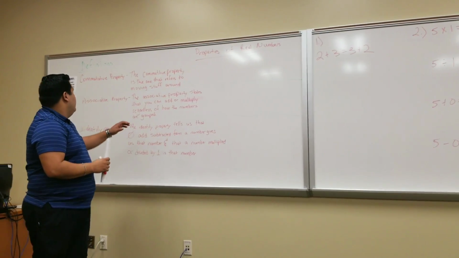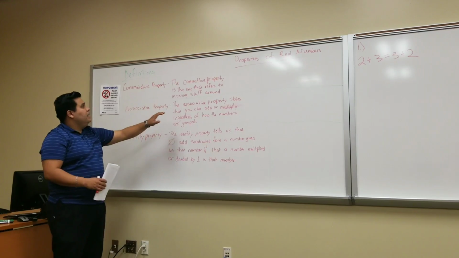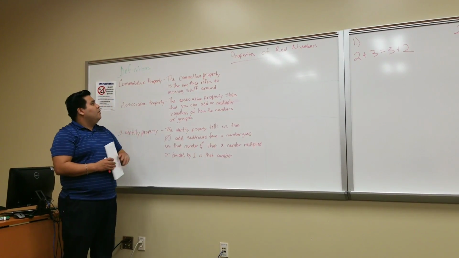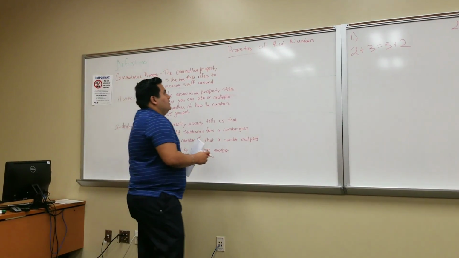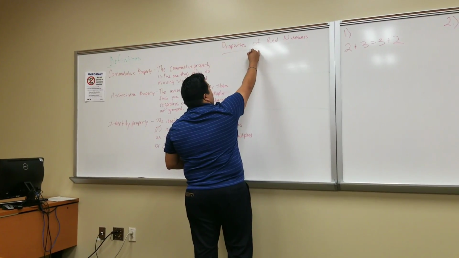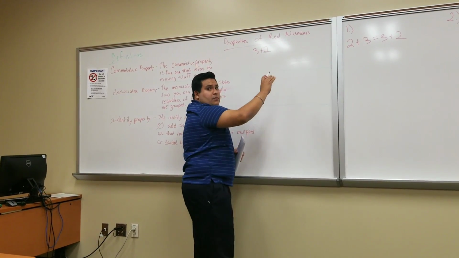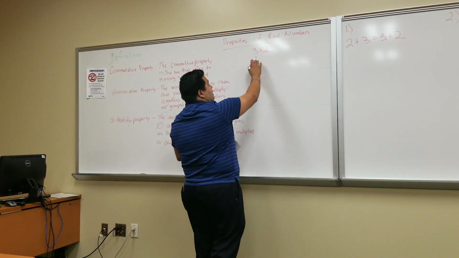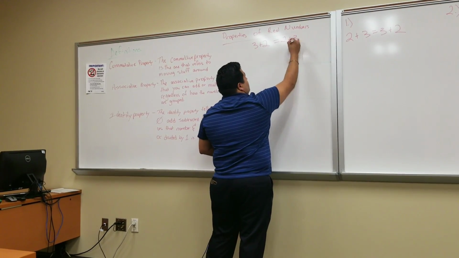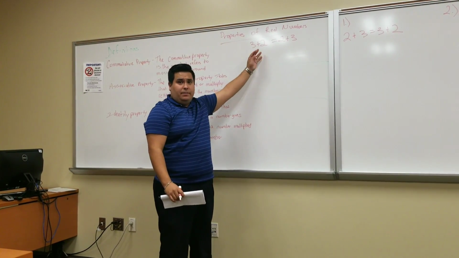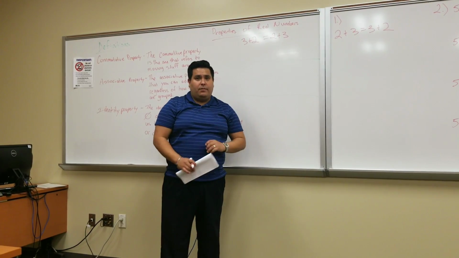All right, so let's start with some definitions. The first definition we're going to look at is commutative property. The commutative property is the one that refers to moving stuff around. So what do I mean by moving stuff around? For example, if I say 3 plus 2, the commutative property says that 3 plus 2 is also equal to 2 plus 3. The numbers flipped, but they're the exact same problem. That's what the commutative property says.